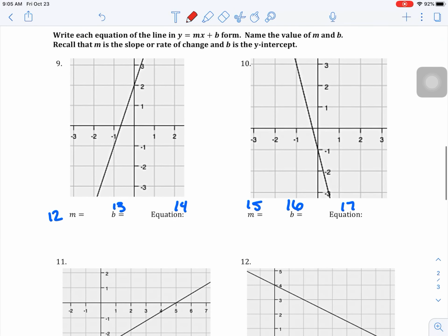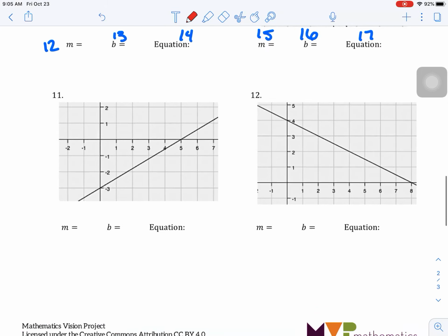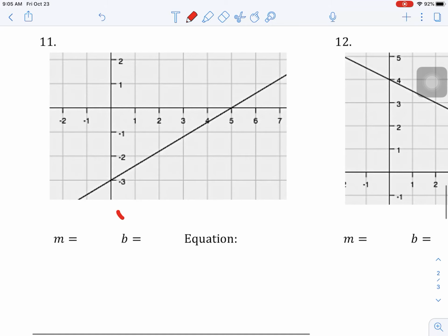And then the go is helping us find slope and y-intercept and writing an equation. What I think is really cool is that we've been finding slope and y-intercept this whole time in this unit. We've just been calling it something different. So let's practice with number 11. I like to start with b, which is really the y-intercept. It's your starting value at 0.